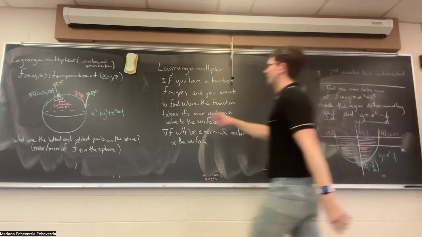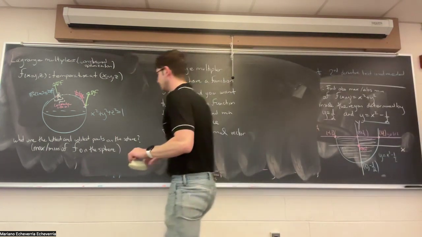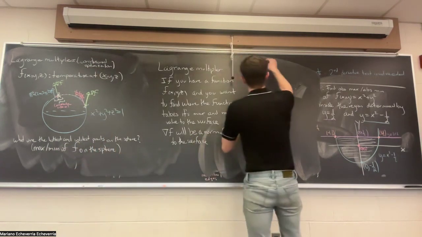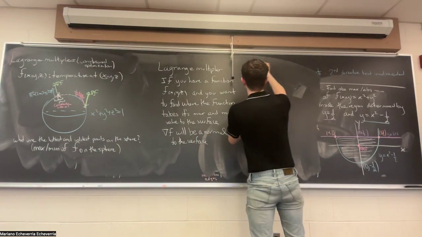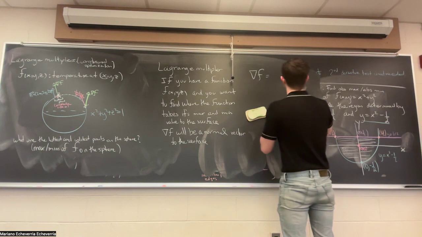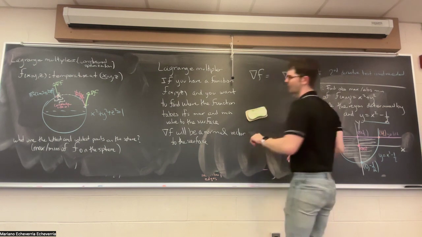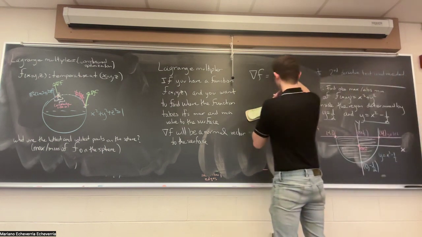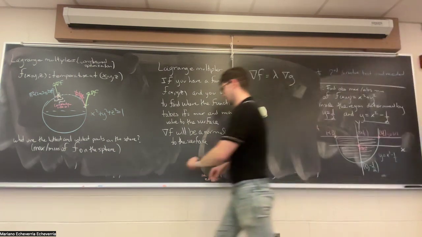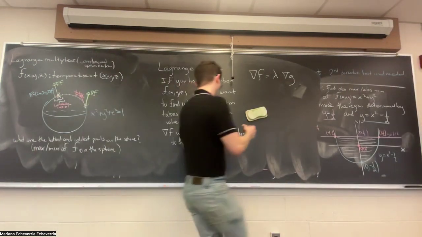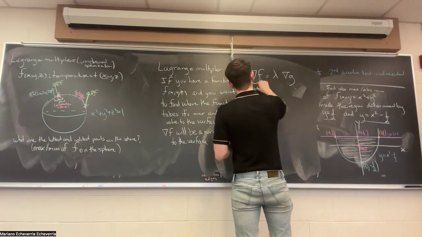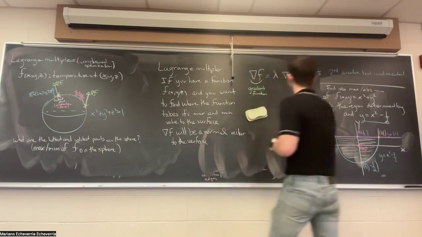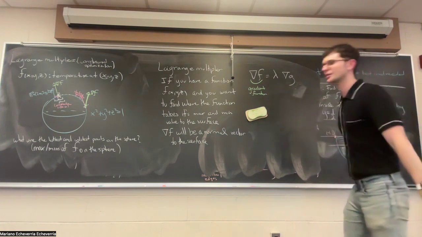So let me write it like this, which is how it is usually written. What you're trying to find is for the gradient of f to be a multiple of the gradient of the surface, because parallel vectors are rescalings of one another. That's usually the better way to write it. So let me put it like this. This is the gradient of the function, and this is the gradient of the equation that defines the surface.